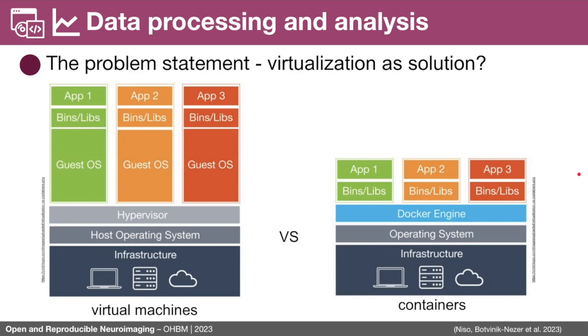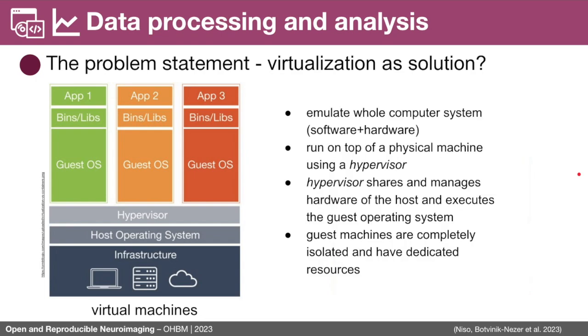Important to outline here is the differentiation between virtual machines, which is something that some of you might have used before, and software containers. Virtual machines basically try to emulate a whole computer system, that is software and hardware, and they run on top of a physical machine using a so-called hypervisor, which you can see here in the architecture of the system. And the hypervisor shares and manages the hardware of the host and executes the guest operating system that runs on top of it. So the guest machines are completely isolated and have dedicated resources.